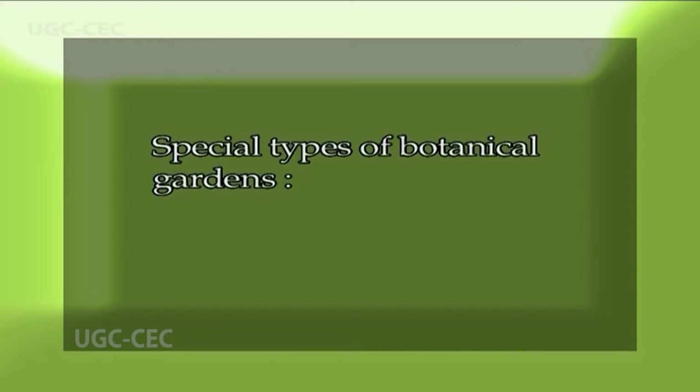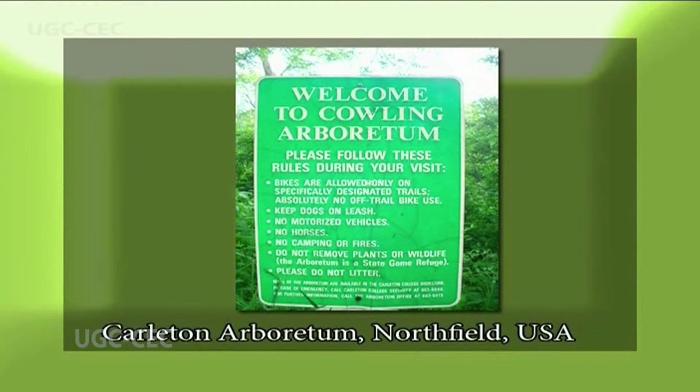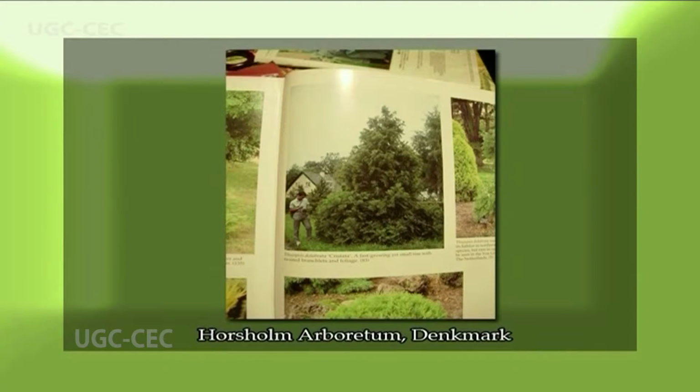Apart from these, some special types of botanical gardens are: number 1, Arboretum. They are botanical gardens or parts of botanical gardens where mainly arboreal or woody plants are grown, for example, Carleton Arboretum, Northfield, USA, and Horticultural Arboretum, Denmark.